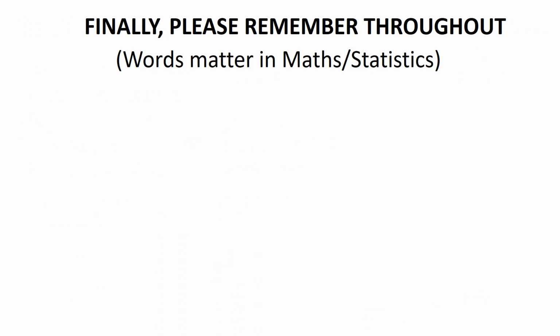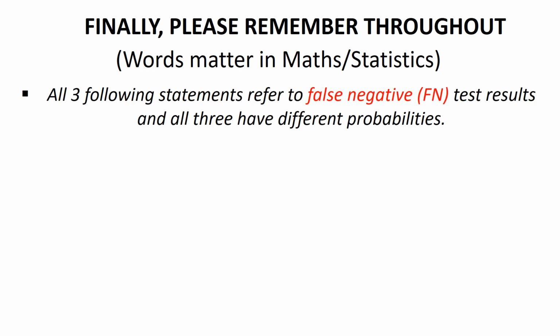Okay, we have to remember throughout that words matter in maths and statistics. When you say something in English, it's not as precise as an equation. So let me give you 3 examples. All the following 3 statements refer to false negative test results. A false negative test result is where you test negative, but you actually do have the virus, or you're infected.